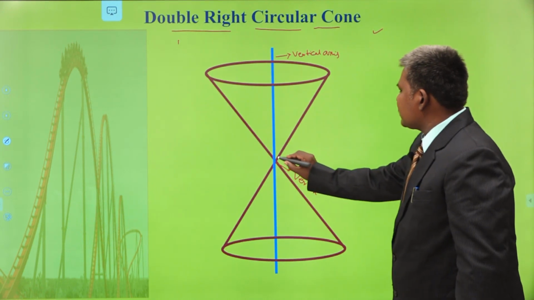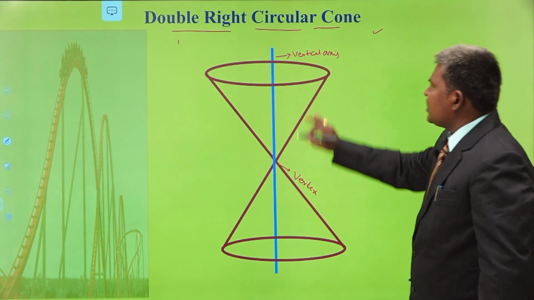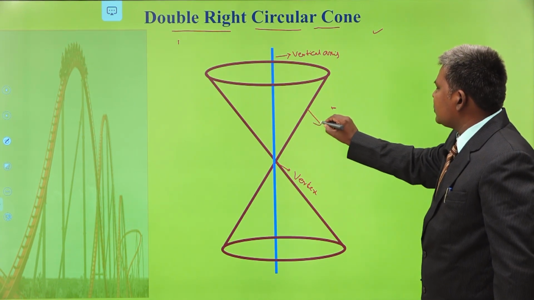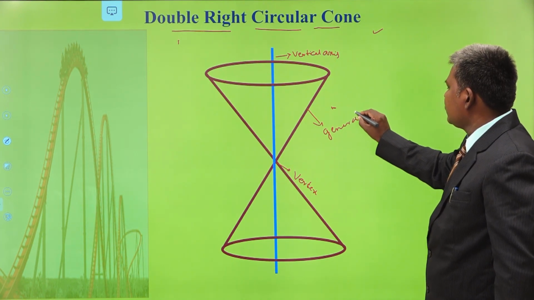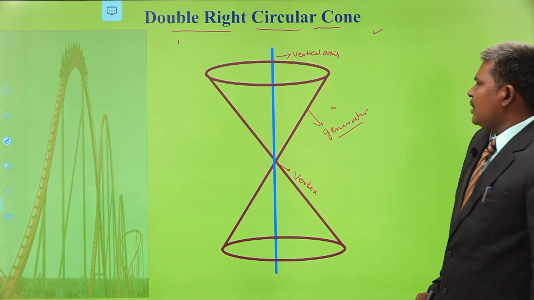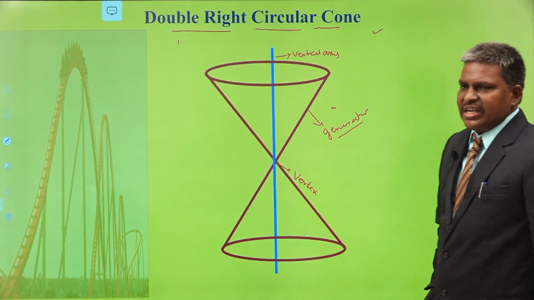Now, this point is called what? Vertex. This is the vertical axis. We are forming this double right circular cone with this line. This is called the generator. This is called what? Generator. Now, this generates the double right circular cone. That is why this line is called the generator.